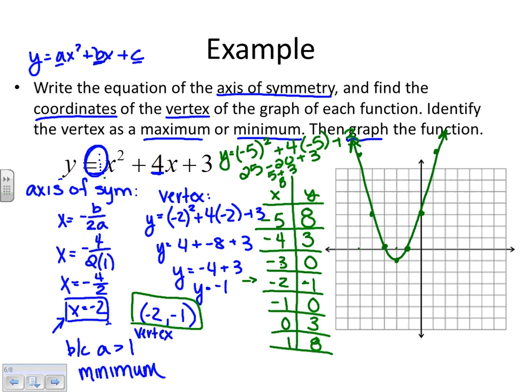Okay, and now a good way to check to make sure that we did everything right is to go back and see if our axis of symmetry is right, which we said was at -2. And let's see if our axis of symmetry is correct. So does this x equal -2 go straight down the middle? Yes. And what about our vertex? Is this at the vertex -2, -1? Yes. And because a is greater than 1, we do have a minimum. And do we have a minimum? Yes. So this is a correct graph.